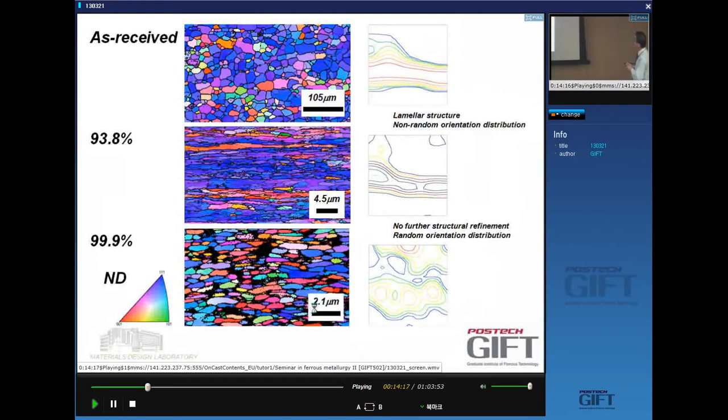What happens as you process this material is that at the beginning you pancake the grains, you get a very lamellar structure, and the structure becomes more and more textured. So you get a very strong, in this case, fiber texture. And then something happens as you cross close to 99.9% of deformation. You get this very interesting microstructure where the non-random orientation disappears. So basically now the grains have high angle boundaries between them, and this coincides with these very high strength properties. And with this particular technique, there comes a point where you stop refining the microstructure.